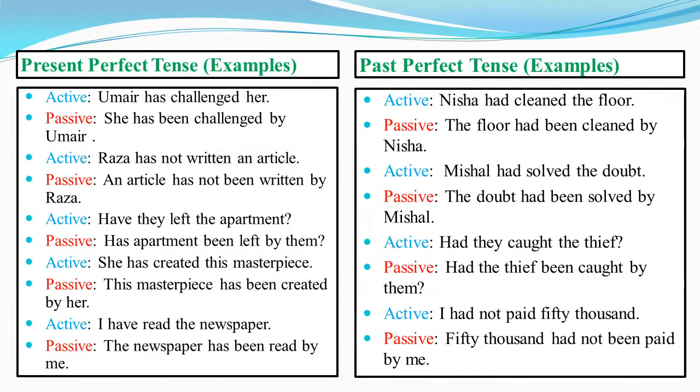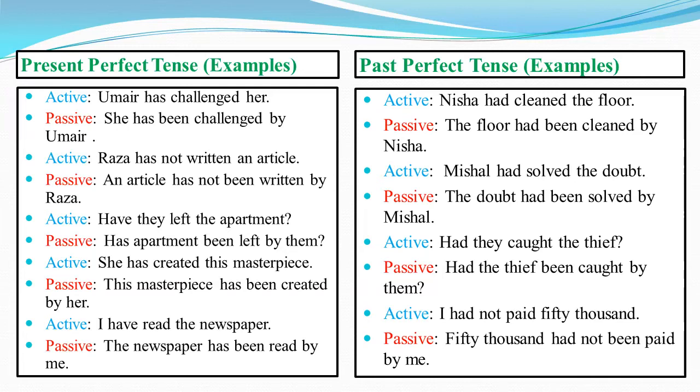Okay. Here is another sentence. This is an interrogative sentence. Have they left the apartment? Question mark. And the passive voice is: has the apartment been left by them? Question mark. Okay. Here is another sentence. She has created this masterpiece. And the passive voice is: this masterpiece has been created by her. Okay, another sentence. I have read the newspaper. And the passive voice is: the newspaper has been read by me.